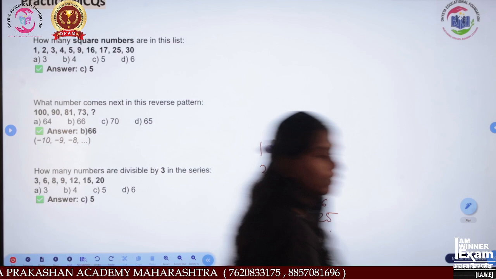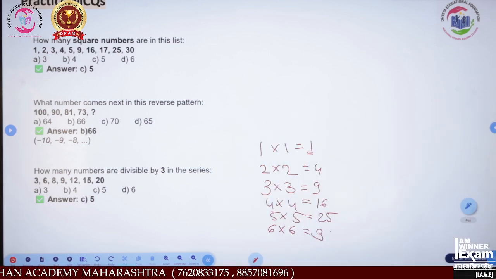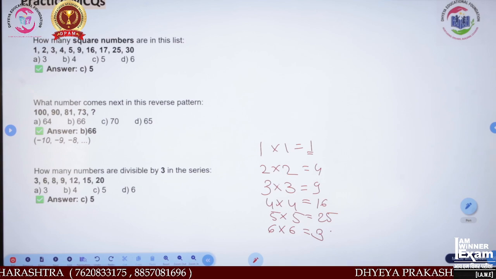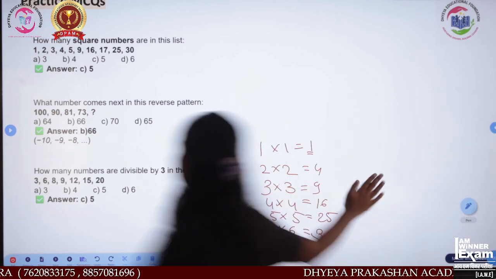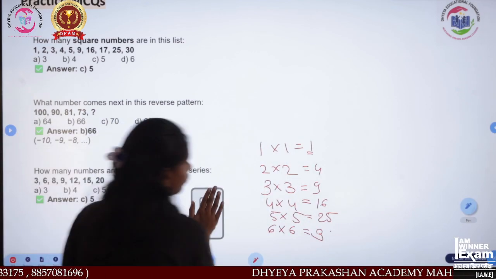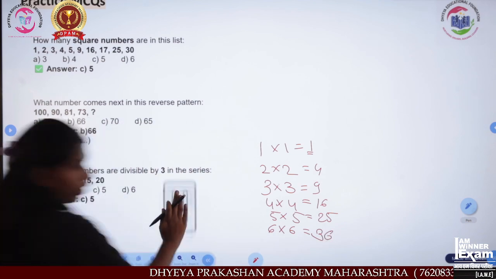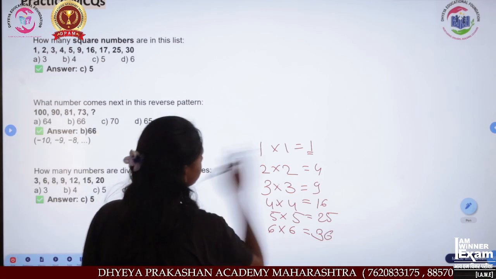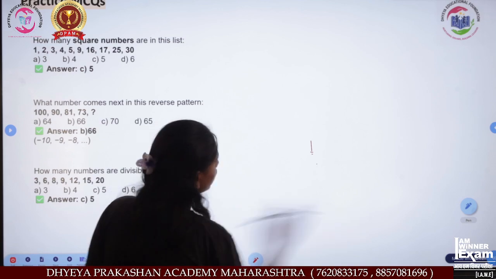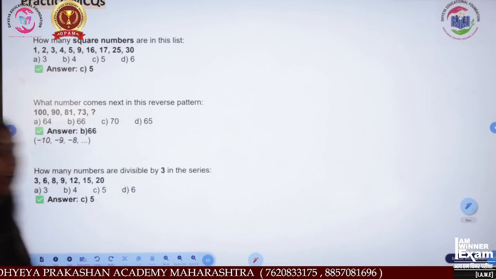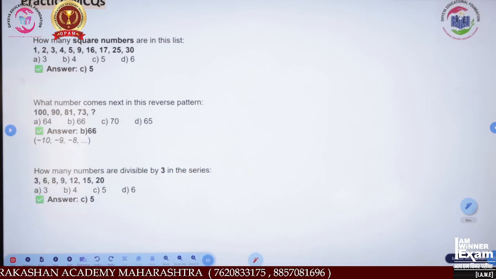What? 30 or 36? Now you will tell this. What is 6 6? Okay. 6 6 is 36. Okay. So these all are the square numbers. These are called as the square numbers.